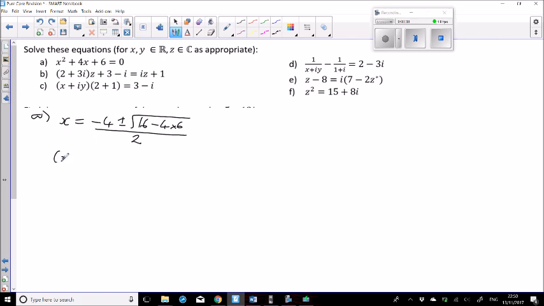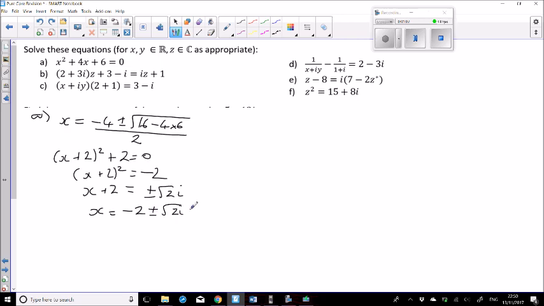Or you could complete the square if you like completing the square. So it's going to be (x plus 2) squared plus 2 equals 0, and then you can rearrange that. Remembering that when we square root, it's going to be plus or minus root 2 i. So x should be negative 2 plus or minus root 2 i.